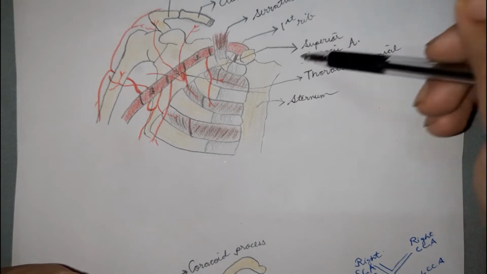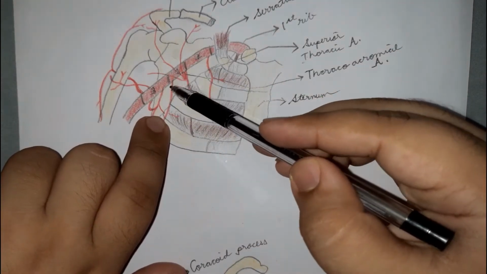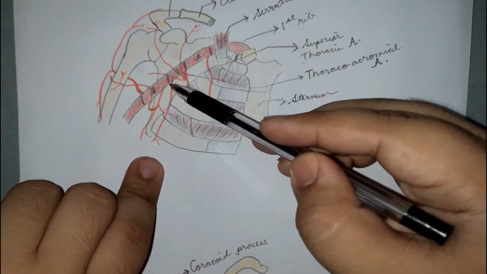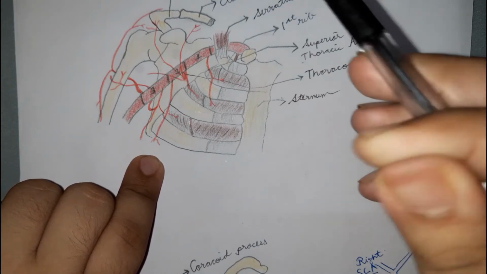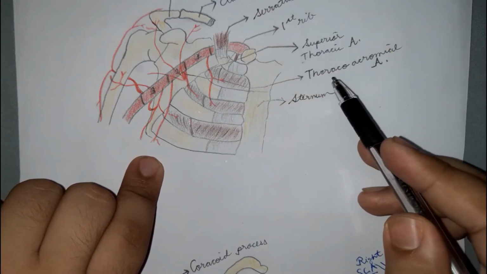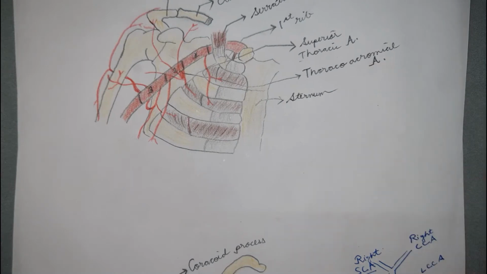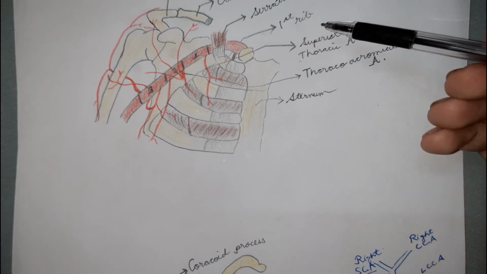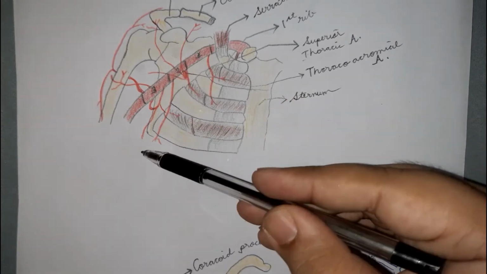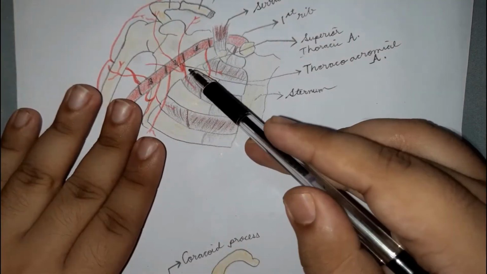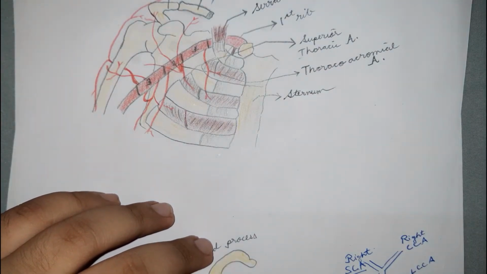See, superior thoracic, acromiothoracic, and later on another branch from the second part will be the lateral thoracic. So all of them will have the suffix thoracic. If you remember this as acromiothoracic, then this will be an advantage for you. How? Superior thoracic, first part, acromiothoracic, and lateral thoracic, second part. We haven't yet talked about the lateral thoracic. First, let's talk about the acromiothoracic or thoraco-acromial artery.